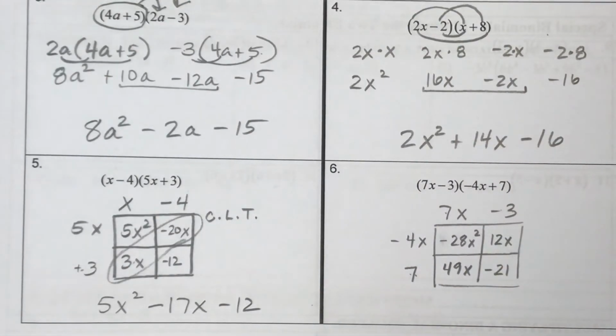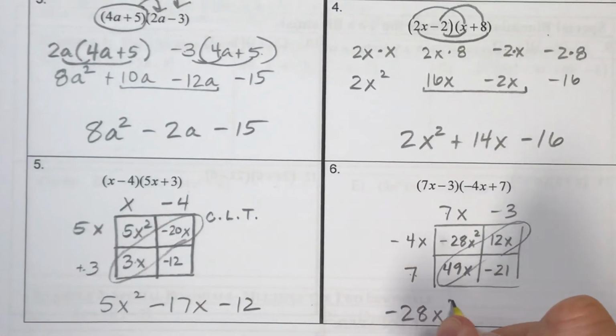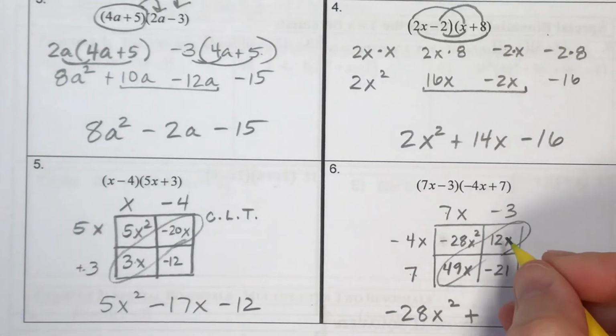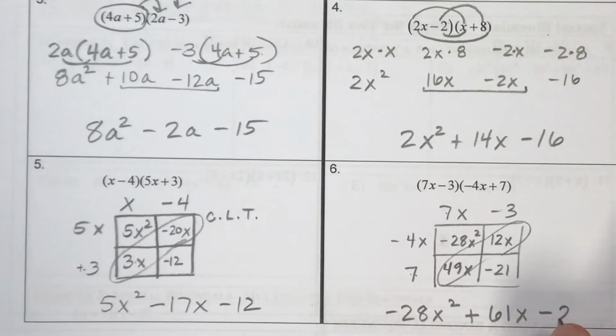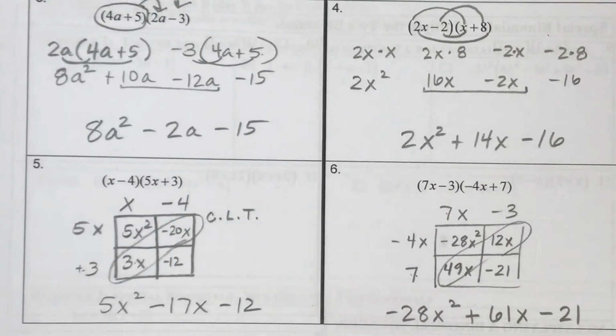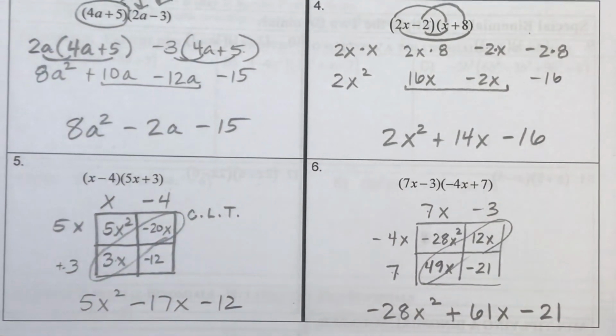And now if I combine the like terms that I have in the middle, I'll have -28x squared plus 49 plus 12 is going to get me 61x and then -21. And that would be my answer here for the last example. Pick the method that works best for you and stick with it.